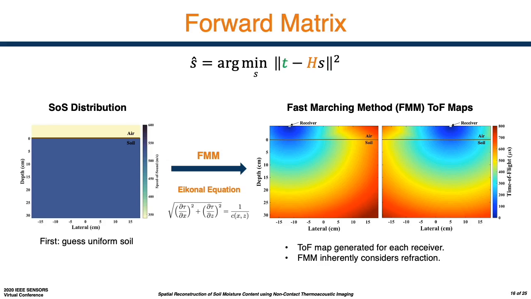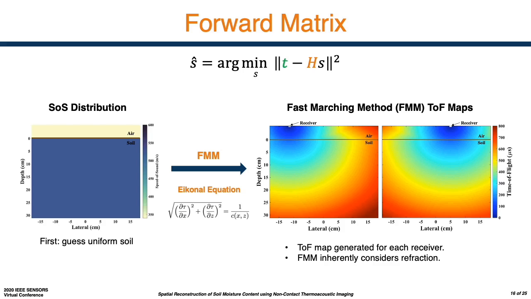As mentioned, we need to know the speed of sound distribution in order to find the propagation paths. First, we guess the soil as an arbitrary but reasonable uniform value for the speed of sound. We then use a technique known as the fast marching method to solve the Eikonal equation, which I won't cover in detail here. On a high level, the fast marching method solves for the time of flight from any point in space to another point in space, taking refraction into consideration.